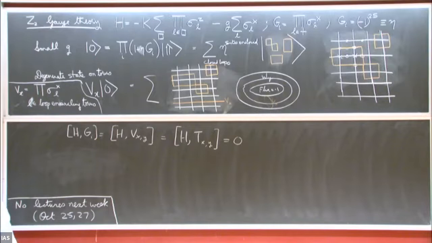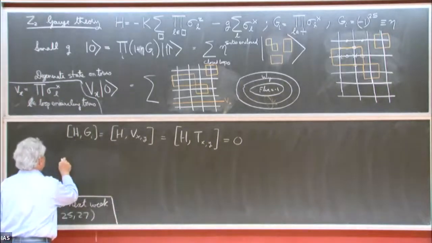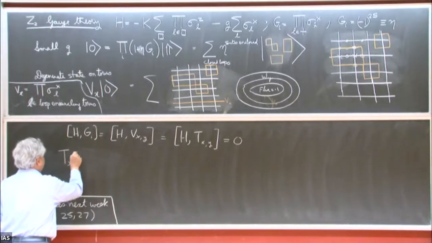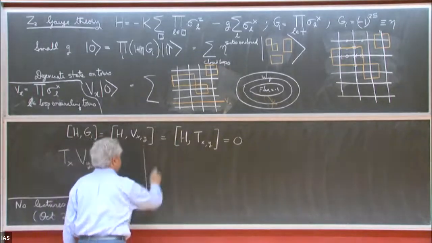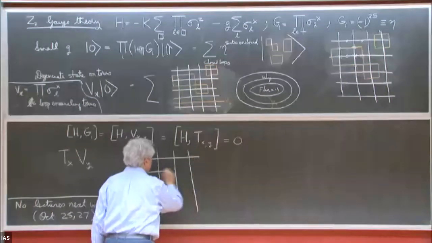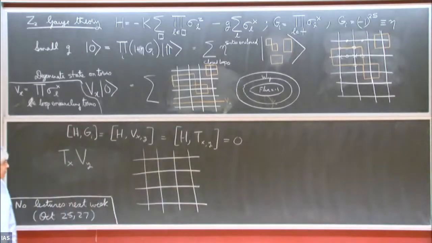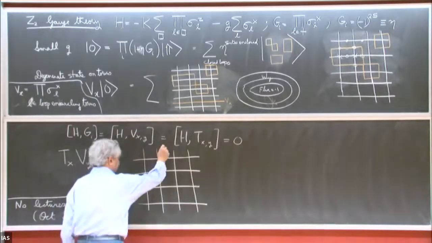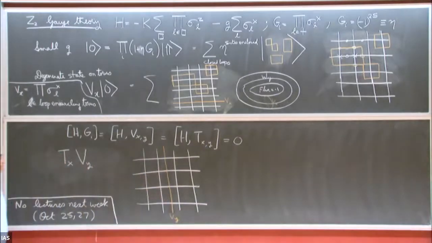Okay. All right, so we take Tx and Vy and ask, well, how does that relate to, let's just try to evaluate Tx and Vy on any state. So here's our lattice. And let me just take a straight line. This is my Vy. And I'm going to translate it.